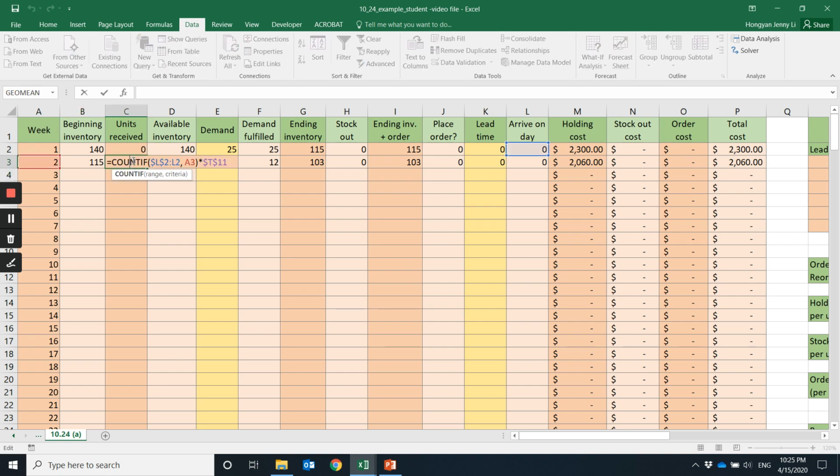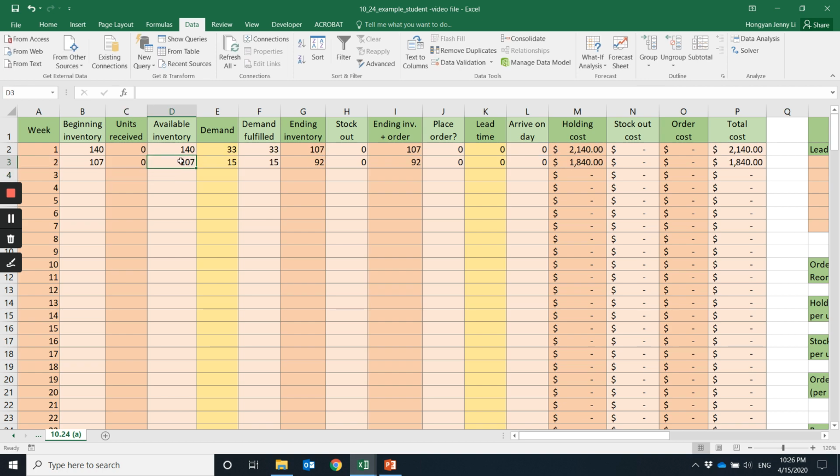And then units received. In this case, we have to consider all the previous weeks' order situations and count them. So here we count for all the previous weeks. For example, here you can see I check all the weeks before week 2, and if there is an order and the arrival day will be the same as the current week, then that means one order will arrive on this day. The order quantity is given in cell T11, so I times T11. If you have multiple orders arriving on this day, this also uses the same formula.